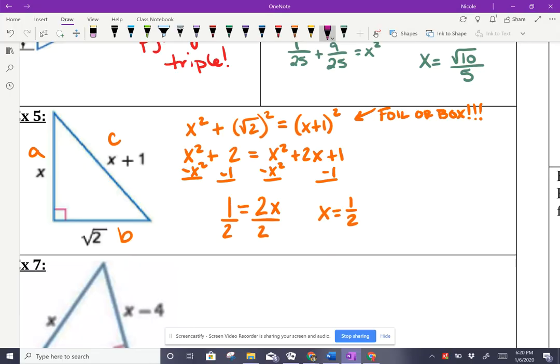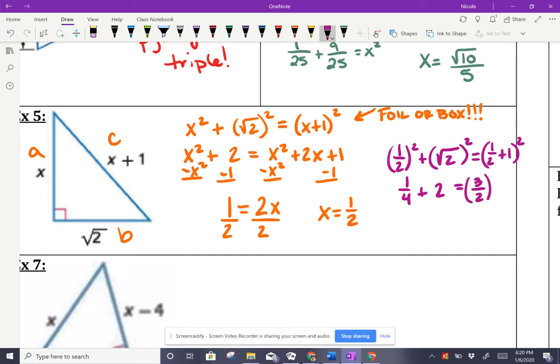Now, you can always double check yourself if you're like, I don't know, that looks kind of funky. So we can easily double check that by plugging it back into each side and doing Pythagorean theorem again. So I can say 1/2 squared plus square root of 2 squared equals 1/2 plus 1 squared. This gives me 1/4 plus 2. 1/2 plus 1 is 3/2. And I still need to square that.